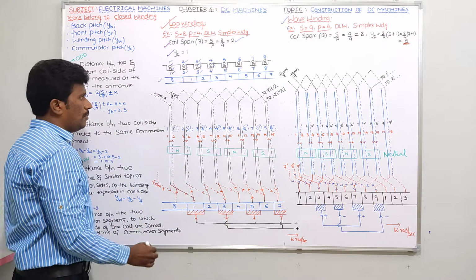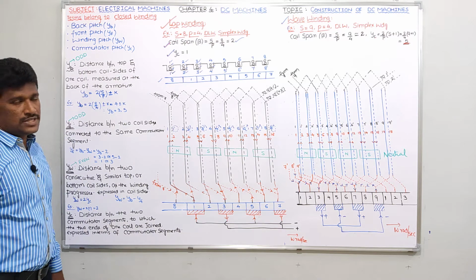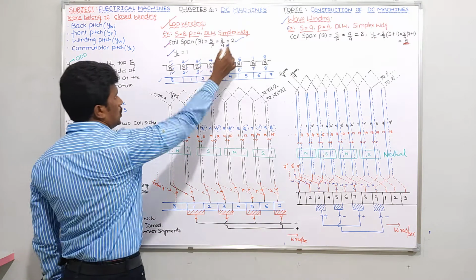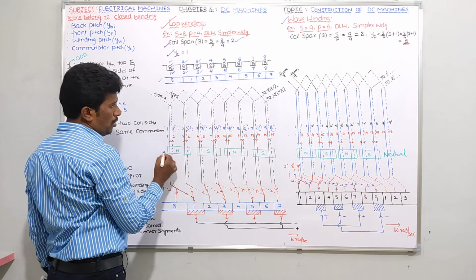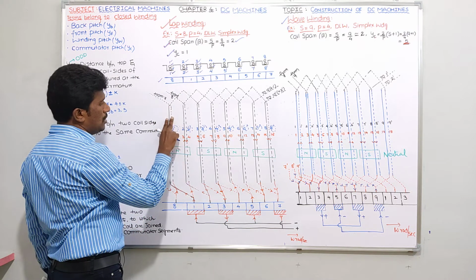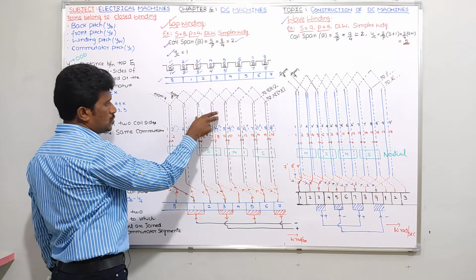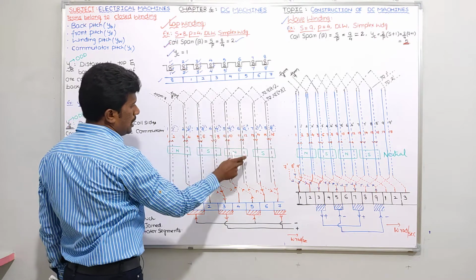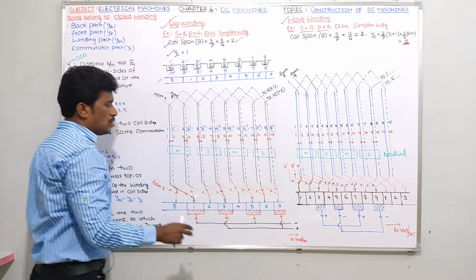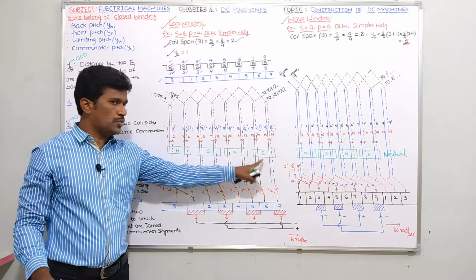And the number of poles he has given is 4 poles. Slots per pole, you are getting here 2. For one pole you are having 2 slots. So this is one slot, this is another slot. These 2 slots are under the north pole, these 2 slots are under the south pole, these 2 are under the north pole, these 2 are under the south pole. So the poles are north pole, south pole like that.